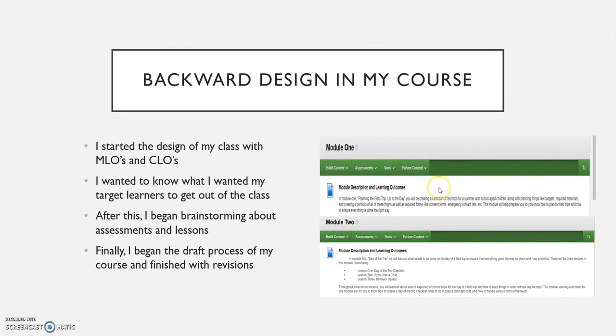Next, I'm going to talk a little bit about backward design in my course specifically. So I started the design of my class with my MLOs and CLOs, of course. And here you can see my Module 1 learning outcomes and then my Module 2 learning outcomes and both of their descriptions, which is at the very beginning of both of the modules. And I really wanted to know what I wanted my target learners to get out of the class. So that's, of course, what I started with.